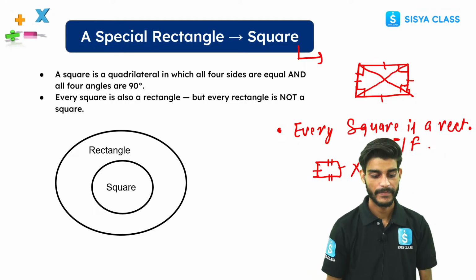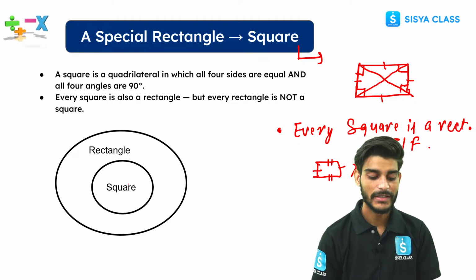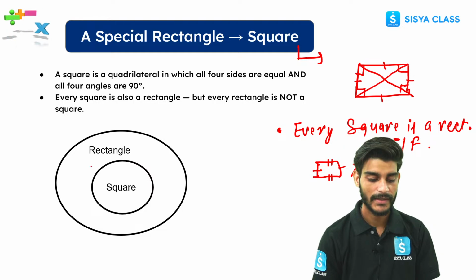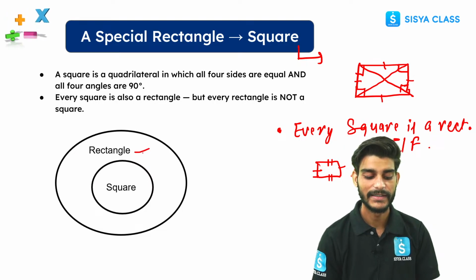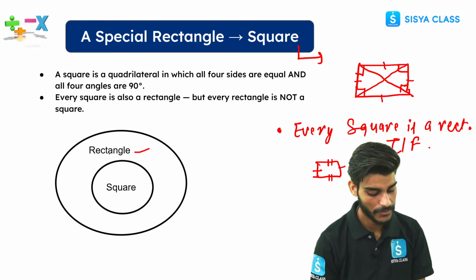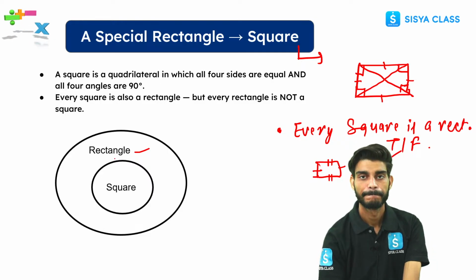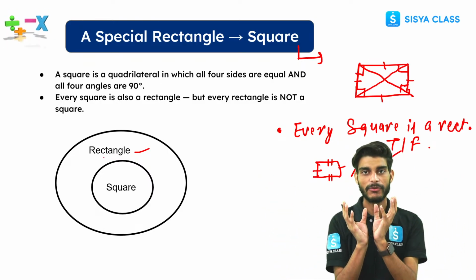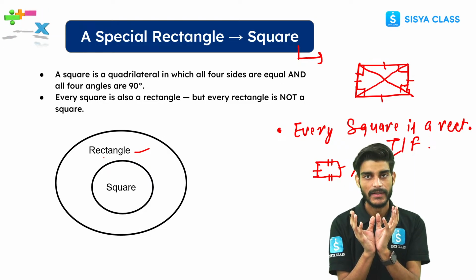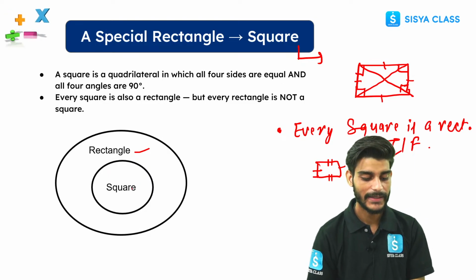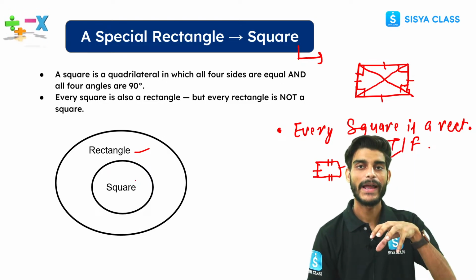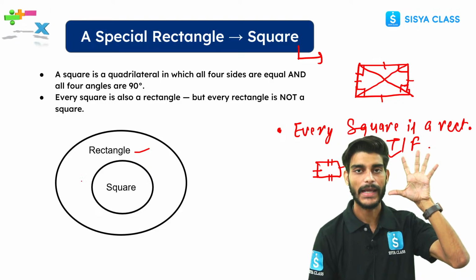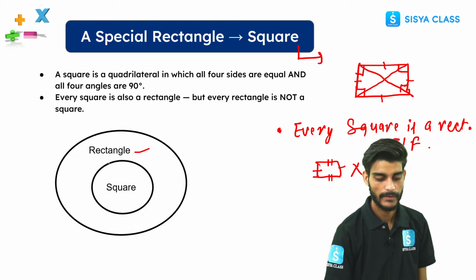Okay? So squares come under the family of rectangles. This is the Venn diagram that you need to know. Rectangle is a bigger family, square is a smaller family because it has some strict conditions, right? So in the Venn diagram, it looks something like this. So the square is a part of the big rectangle. Clear?